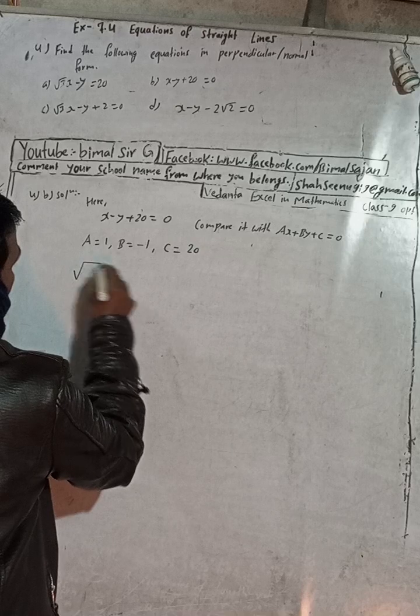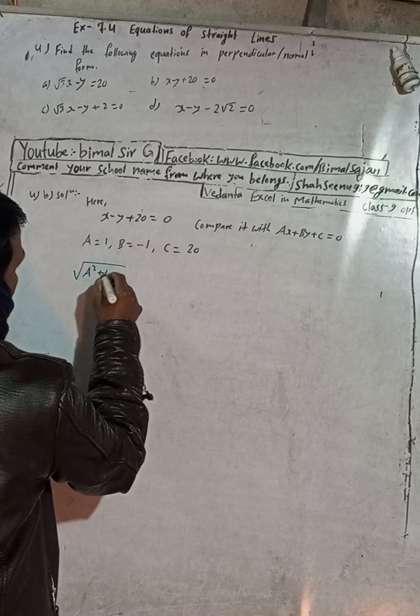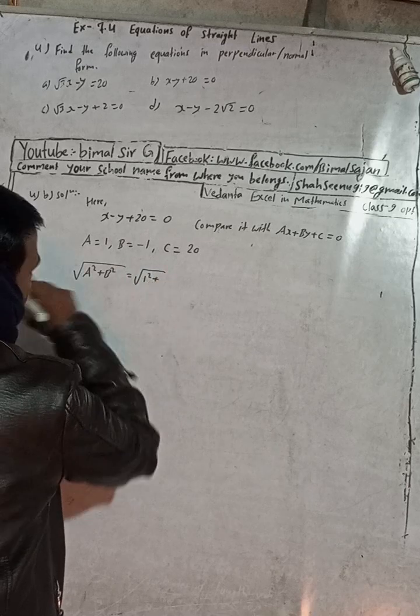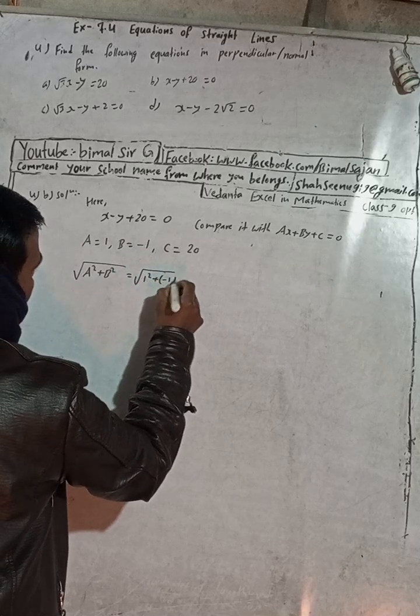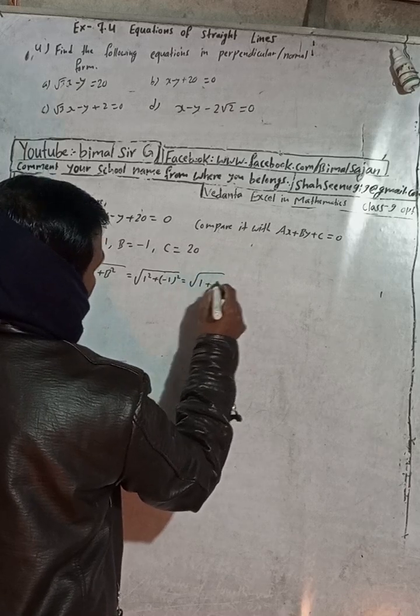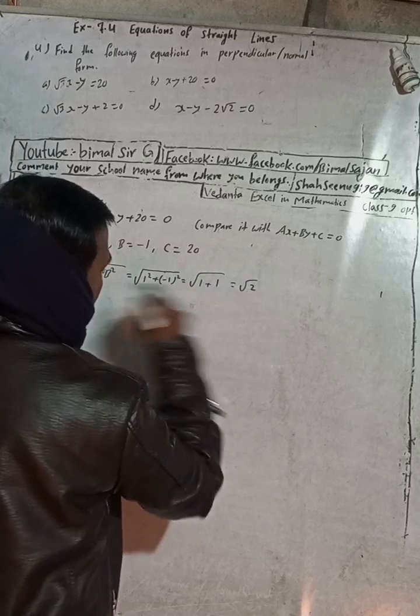Now we can find root under a square plus b square. So a square means 1 square plus b square means minus 1 square. So 1 square is 1 and minus 1 square is also 1. So this is equal to root 2.